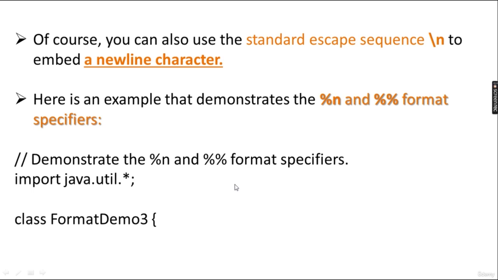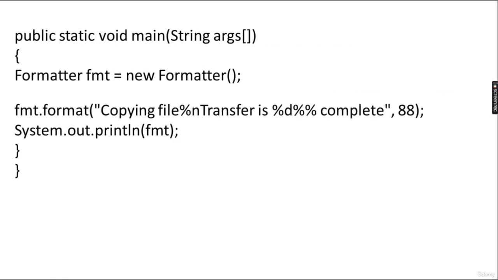Here is an example we will see now for %n and %%. A Formatter object is created: formatter.format, "Copying file%nTransfer is %d%% complete". So %n is for a new line; after Copying file, a new line will be entered over here.